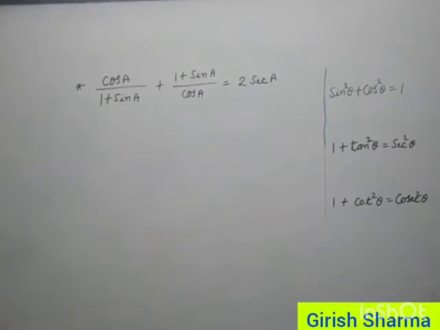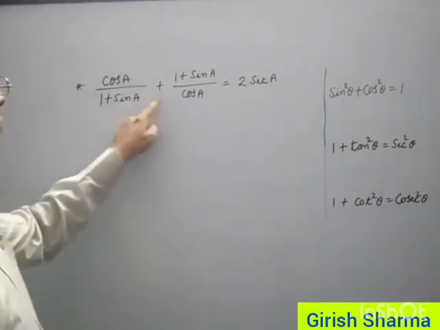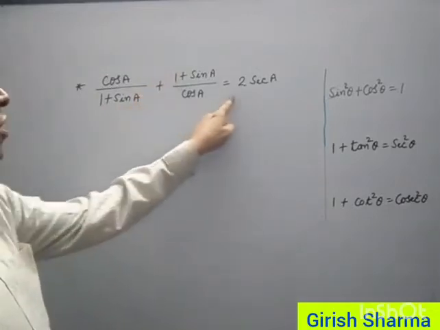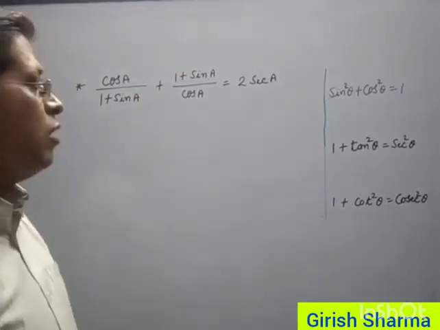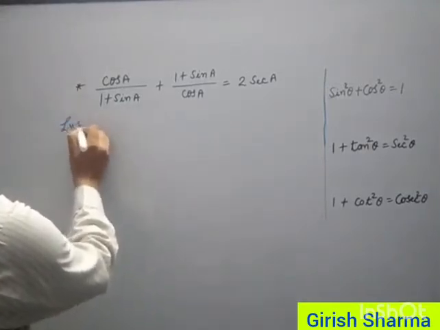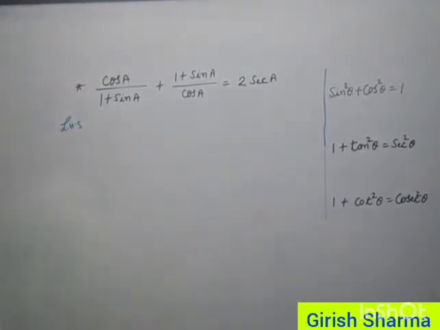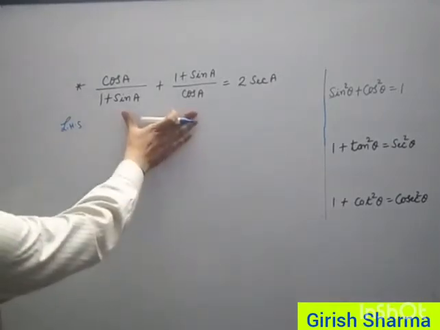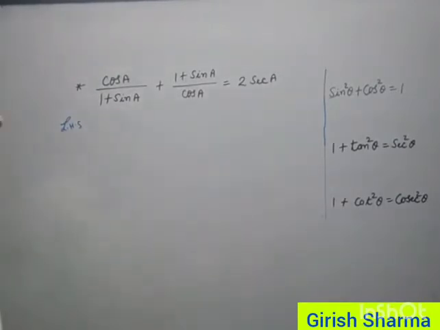Yes, come on, the next question. See here: cos A upon 1 plus sin A plus 1 plus sin A upon cos A equals 2 sec A. This you have to find out. I am taking LHS here and taking LCM of it. Clearly I have to solve this LHS and get RHS here.